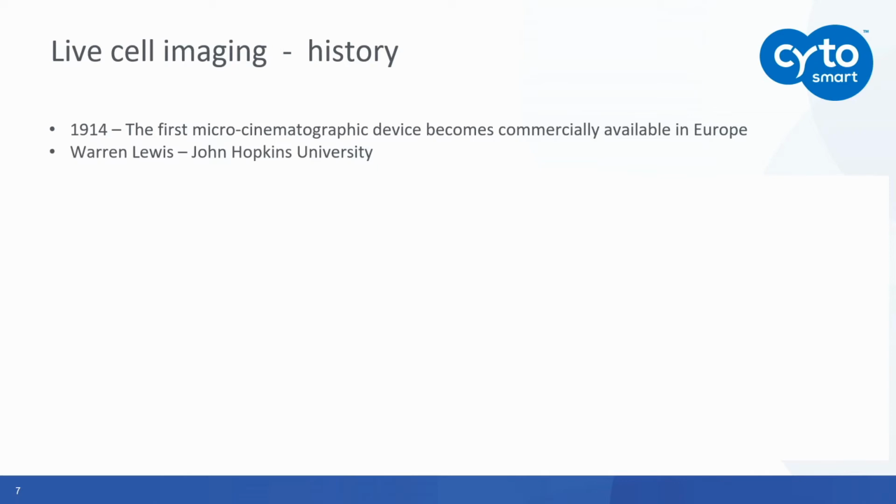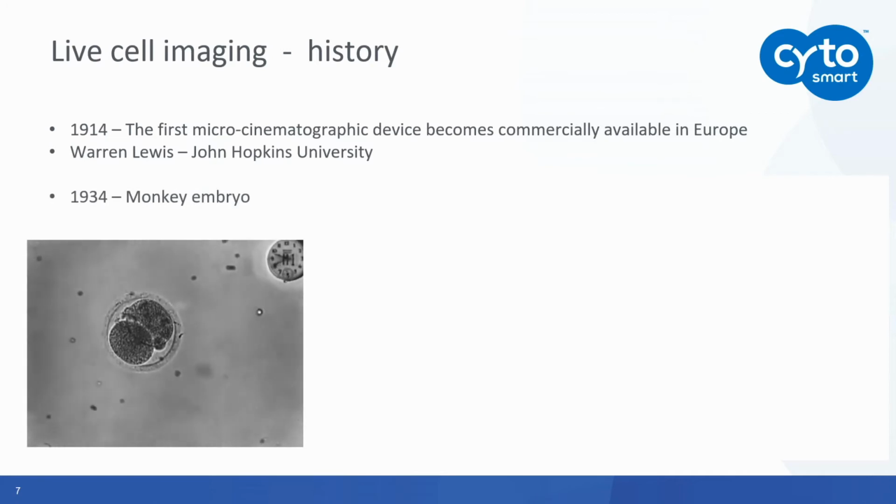So Warren Lewis, who worked at Johns Hopkins University, made quite a few live cell imaging movies in the early years. So this is in 1934. What you see here is a monkey embryo that is developing. You'll see that the embryo is moving a bit, and then the cells start to divide, and they actually undergo proliferation and division, which was amazing to see for that time.